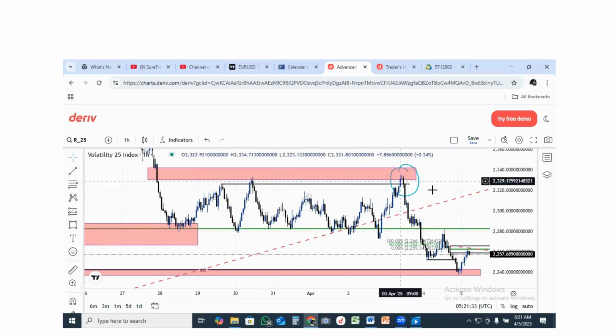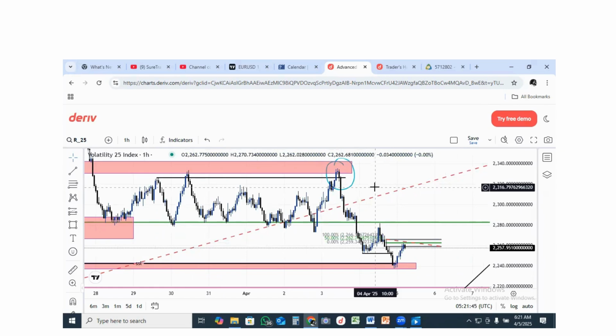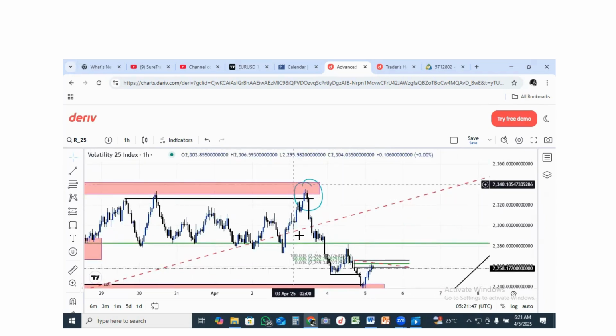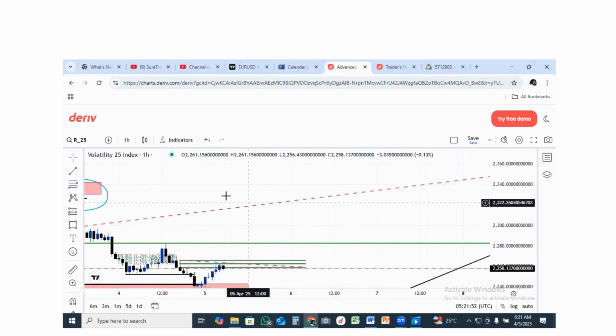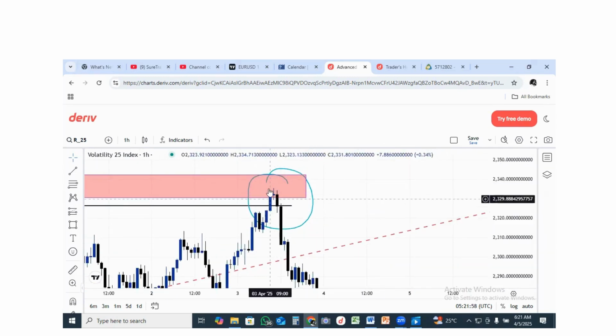Now, you see this place I circled right here, this is an entry model as well that I wanted to introduce you to. This is called the evening star. It is a three-candlestick price action pattern, and it forms effectively when it hits a key level, like your POI, for example.